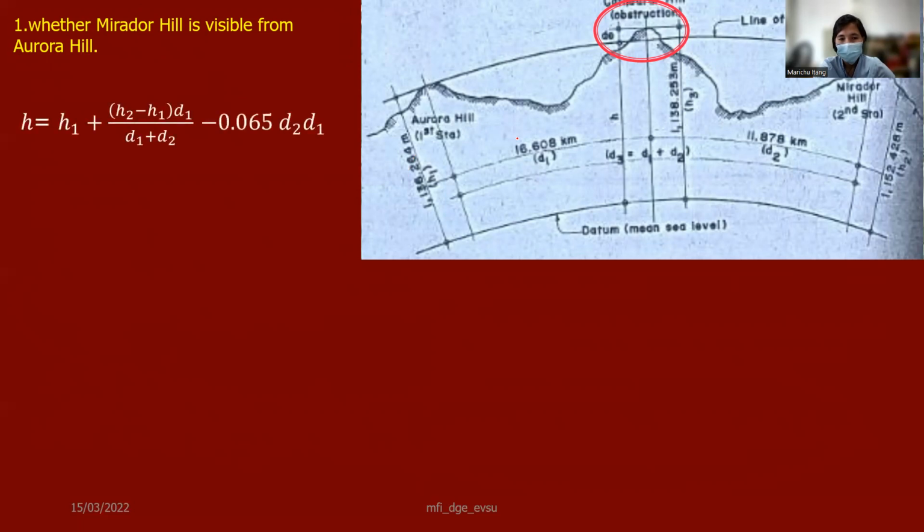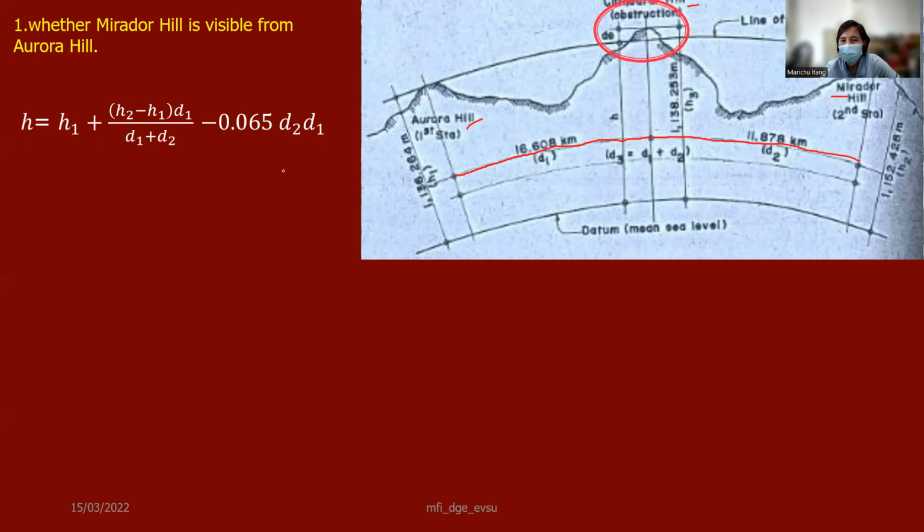So let's say H equals to H1. Pag nag-positive yung ating H, which means talagang may obstruction. Okay? So based on the illustration, this is Aurora, ito yung ating Mirador, and this is our Cathedral Hill. Ito yung ating line of sight. And then yung distance from Aurora to the Cathedral, which is equivalent to 16, and then distance ng Cathedral to Mirador, which is 11.878.